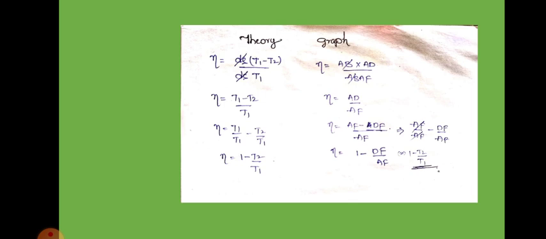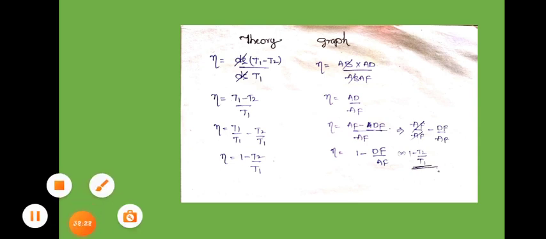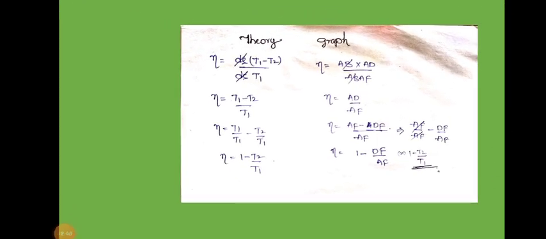Therefore eta is equal to AF minus DF by AF, which is AF by AF minus DF by AF. AF gets cancelled. Therefore eta is equal to 1 minus DF by AF, that is eta is equal to 1 minus T2 by T1. So this is according to the graph. Finally, eta in theory is 1 minus T2 by T1, and according to the graph it is 1 minus DF by AF. But as you can see in the diagram, DF is equal to T2 and AF is equal to T1. So finally eta is equal to 1 minus T2 by T1 in theory and graph.